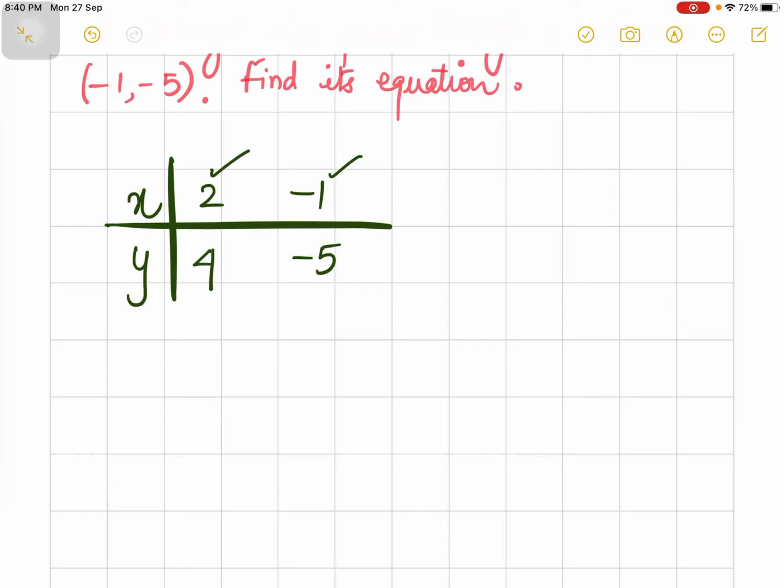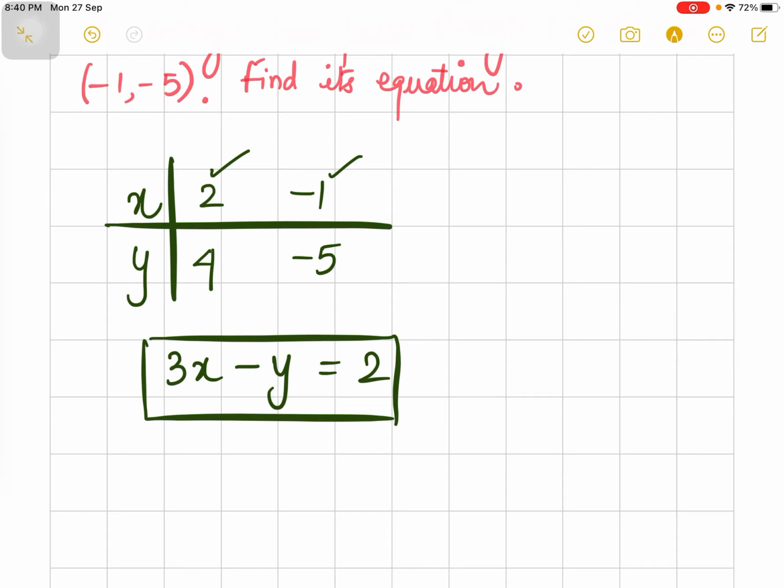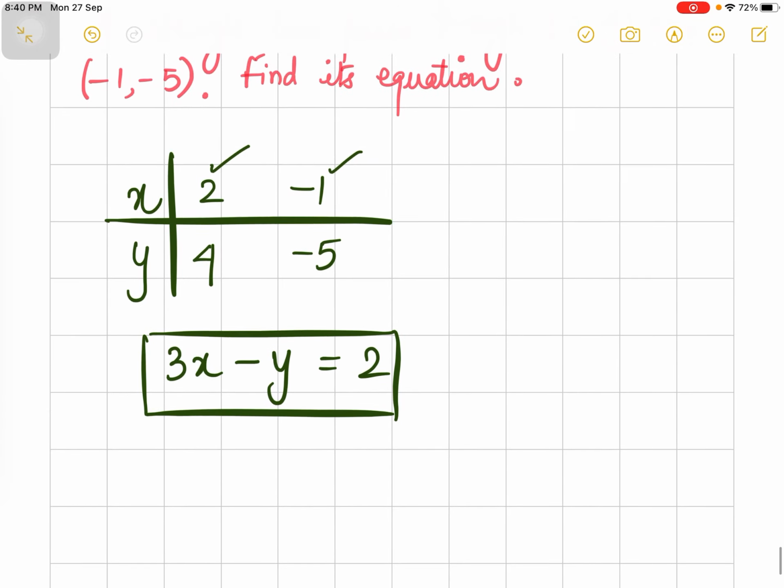That is the connection. I'm sure many of you can find it directly. So what we realized, the triple of x minus y is equal to 2. This has come purely from observation. This is the answer. So when they ask find the equation, this is the equation. And it's totally based on our observation power.